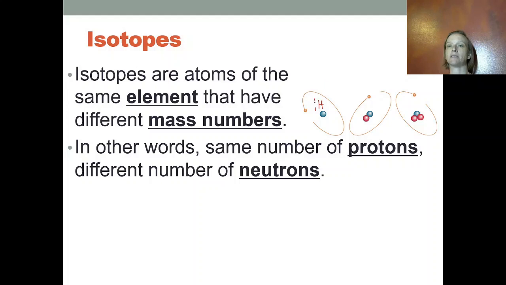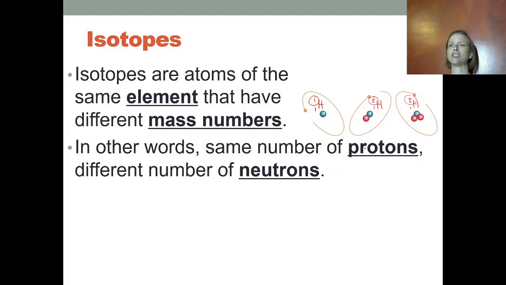that has a mass of 1. Here I have hydrogen that has a mass of 2. And here I have hydrogen that has a mass of 3. Because here I have 1 proton and 0 neutrons. 1 plus 0 is 1. Here I have 1 proton and 1 neutron. 1 plus 1 is 2. Here I have 1 proton and 2 neutrons. 1 plus 2 is 3.